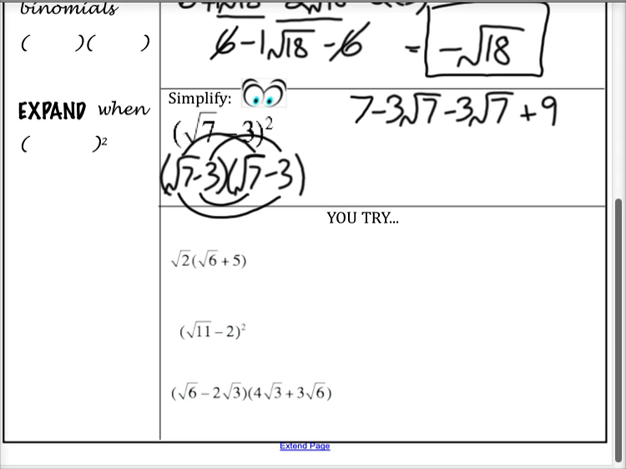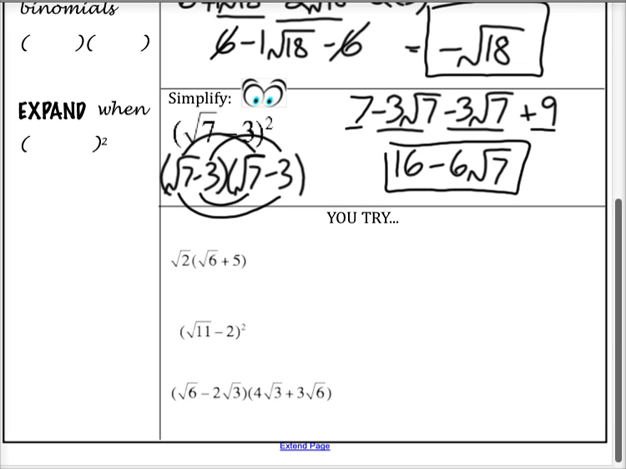And now we can go through and combine our like terms. Here, 7 plus 9 is just two ordinary numbers. Negative 3 square root of 7 minus 3 more square root of 7. Those are the same radical. They have the same number under the square root, so I can combine those. Negative 3 minus 3 gives me negative 6 of those square roots of 7. And that is actually the end. Our final answer.